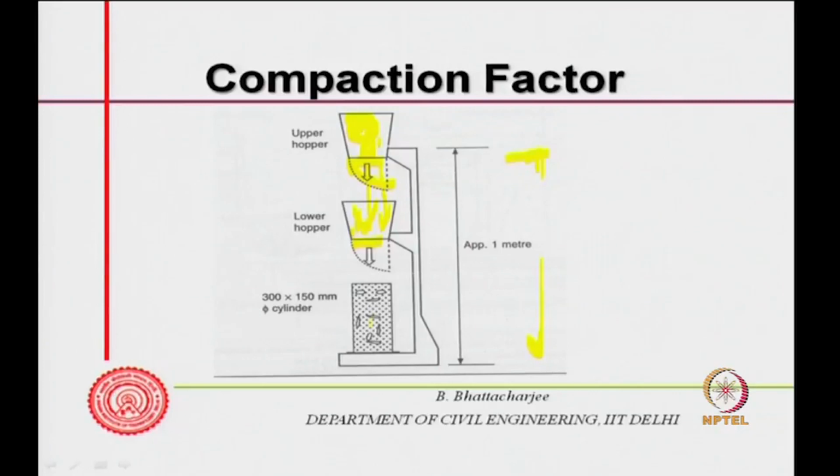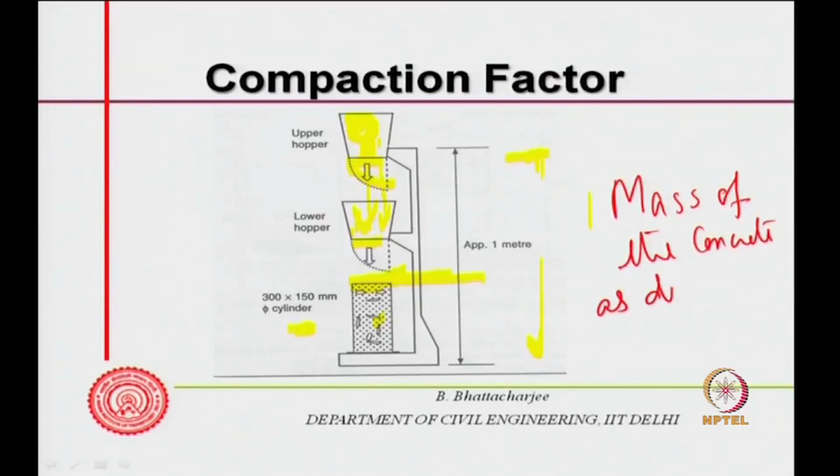Then you drop the concrete into a cylinder, standard cylinder, which is 150 mm dia by 300 mm height, and the excess concrete you trim off from here. So, excess concrete is trimmed off and you find out the mass of the concrete. So, the mass of the concrete is the difference: W of cylinder plus concrete minus W cylinder. So, you find out the difference, this is the mass of the concrete.